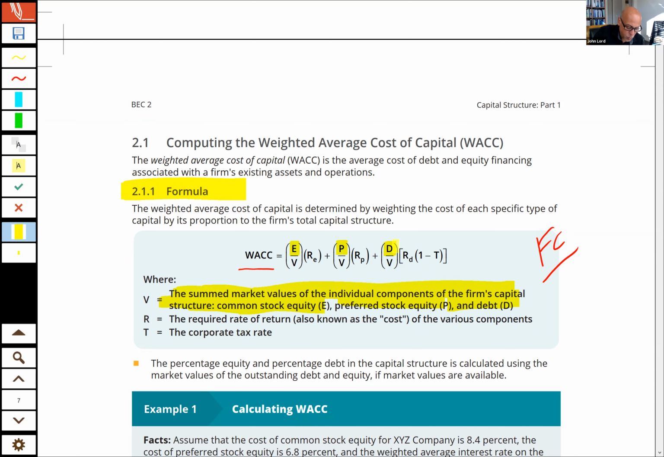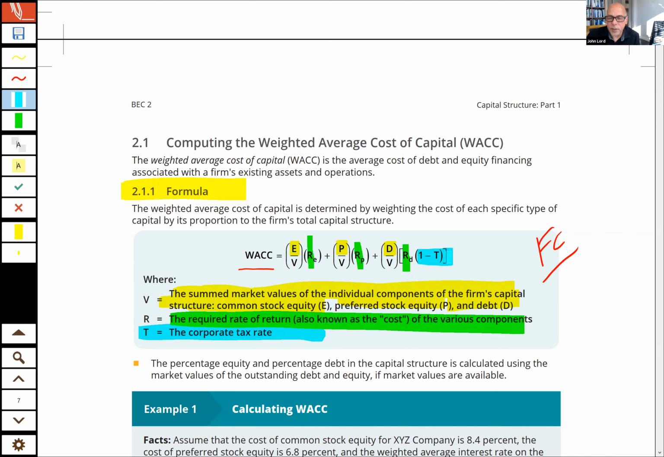Okay. Then we have the required rate of return on each one of those. So notice there's an RE, there's an RP, and then there's also an RD. But notice that they tell us that we have to take the after-tax effect of that. Why? Because interest is deductible for tax purposes, so you have to consider that net of tax. So the T is what? Only applicable to the debt portion. Okay. All right. Now you want to flashcard that formula, but let's just go ahead and look at this.